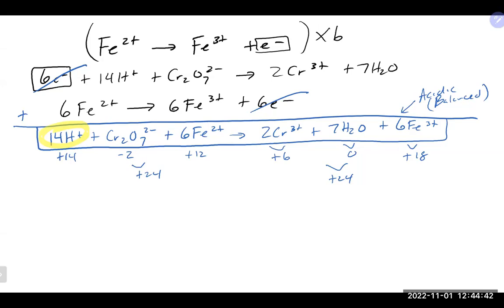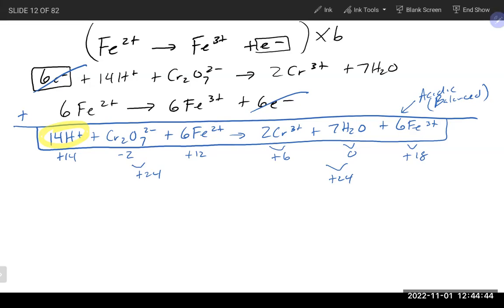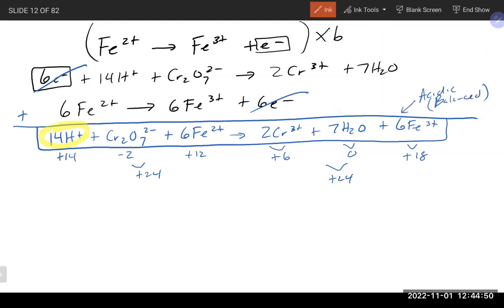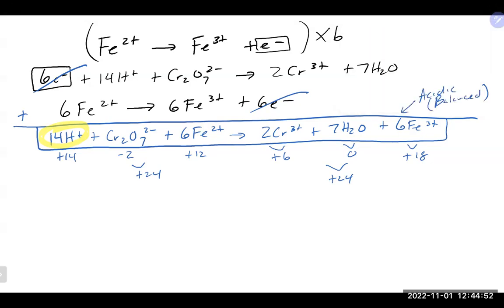Now, you also sometimes need to balance these guys in basic conditions. And there are a couple ways you could do it, but frankly, the simplest way to do it is to basically just balance it in acidic conditions and then kind of turn it into basic at the end. So what we're going to do is, I'm just going to rewrite the equation here. If you need to balance something in basic conditions, you just balance it in acidic conditions, just like we did there. And at the end, you could turn it into basic by doing a simple little procedure.